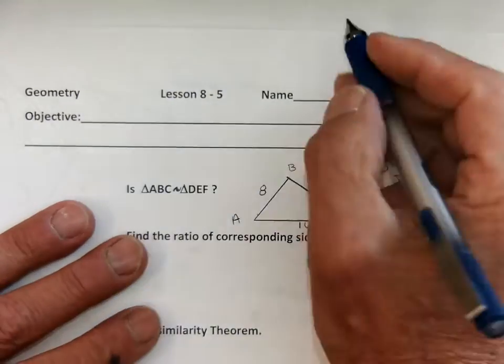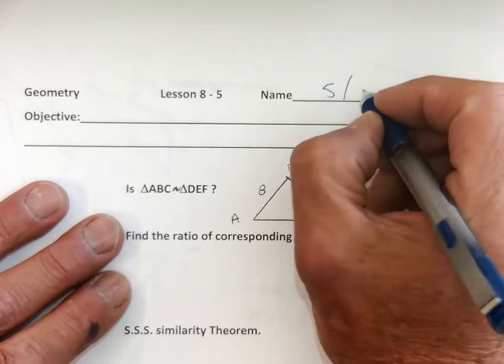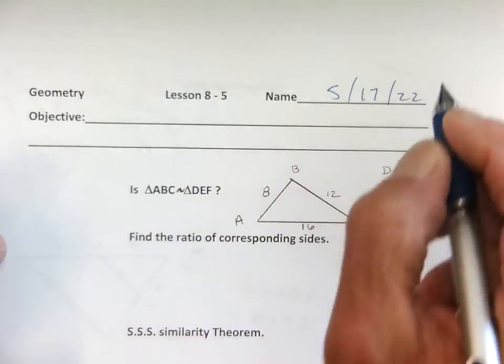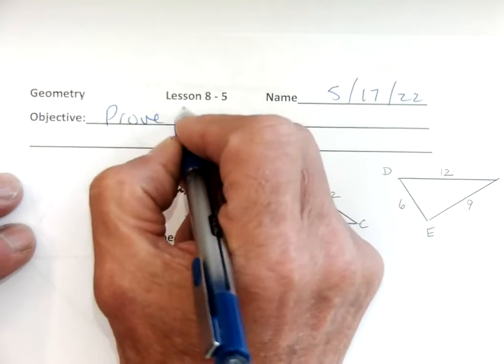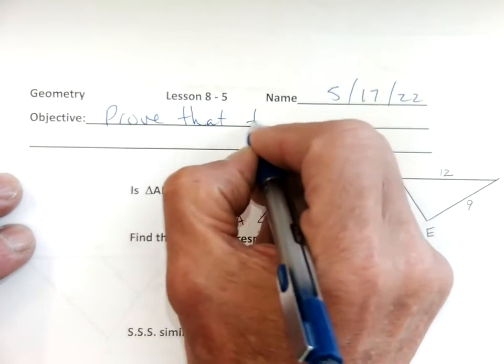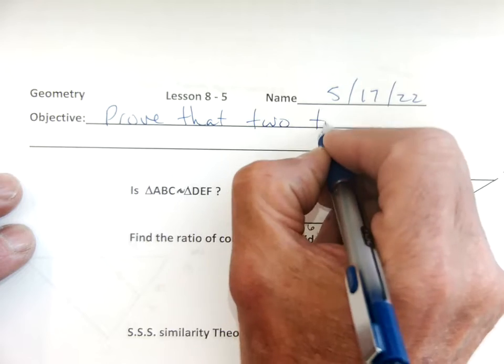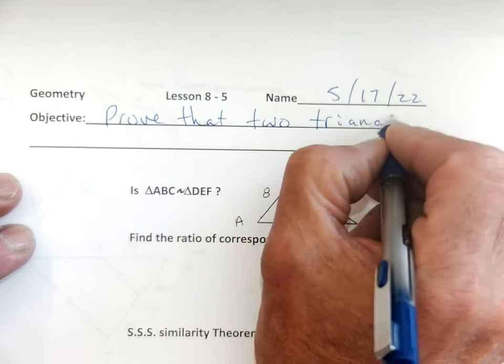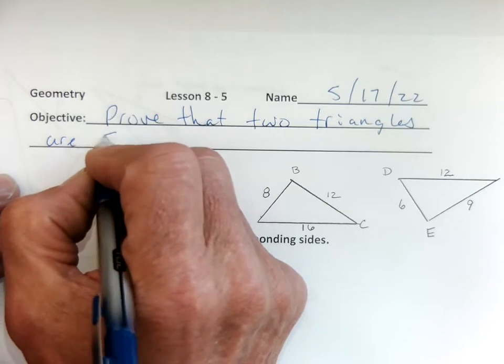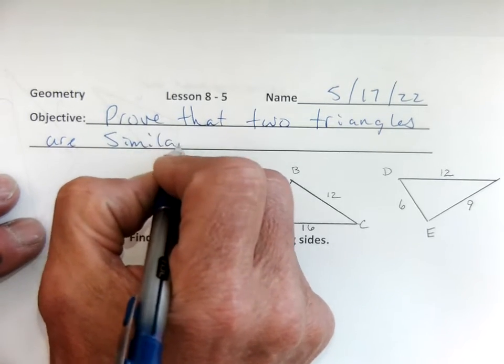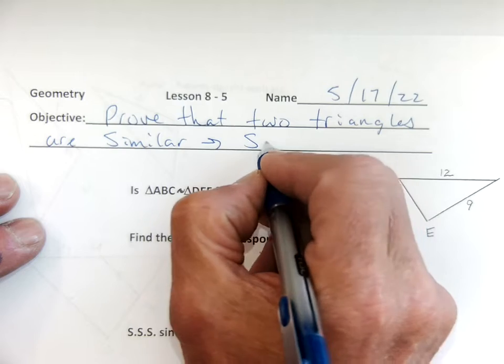Okay, so here's what we're going to do today. 5, 17, 22. We're going to see how to prove that two triangles are similar. Same shape, right?